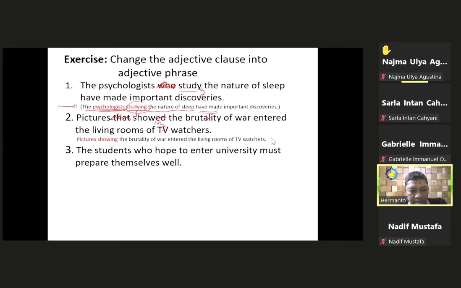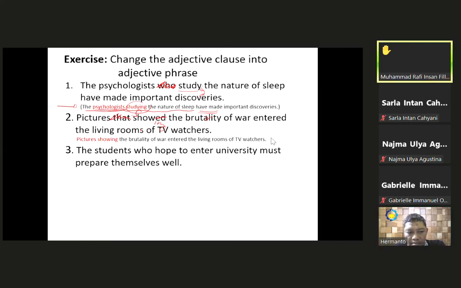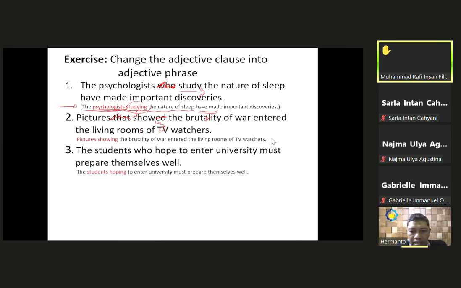Okay, now let's continue to number 3. Muhammad Rafi. Yes, sir. The students hoping to enter university must prepare themselves well. Excellent. What is the subject, Rafi? The subject is the students. Predicate? The predicate, must prepare. Yes. What is hoping to enter university? It's an adjective phrase. What is the function? To describe the students. Excellent. Thank you so much.